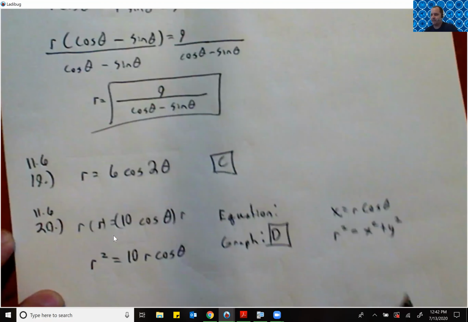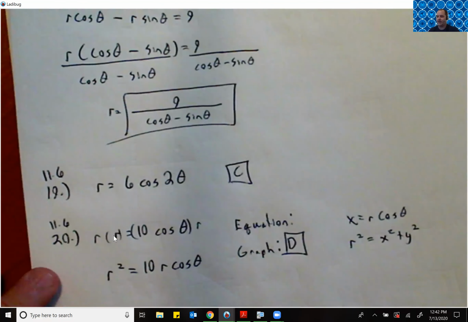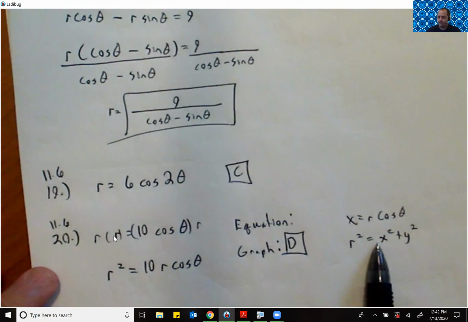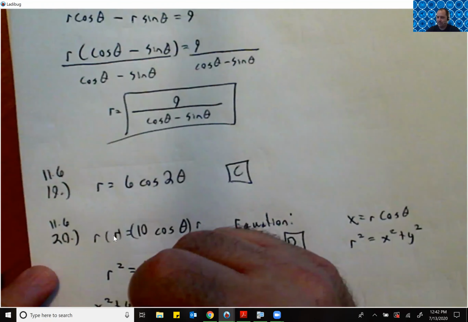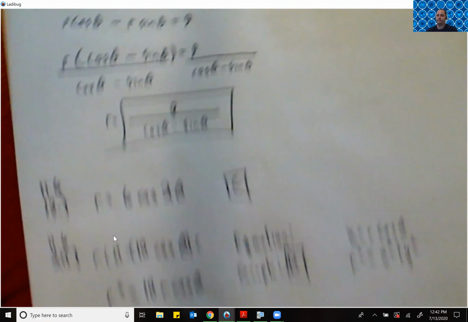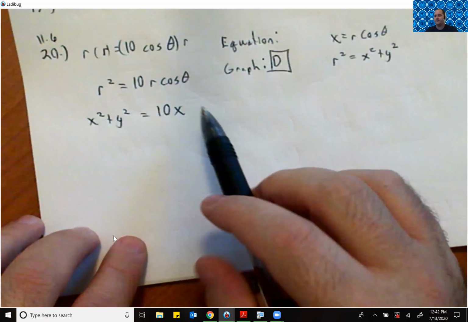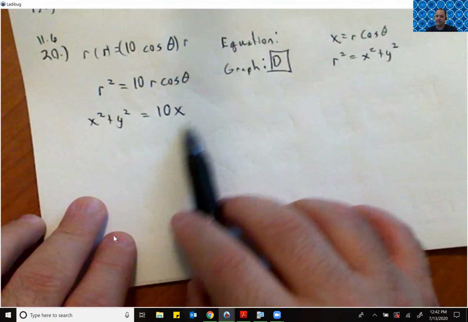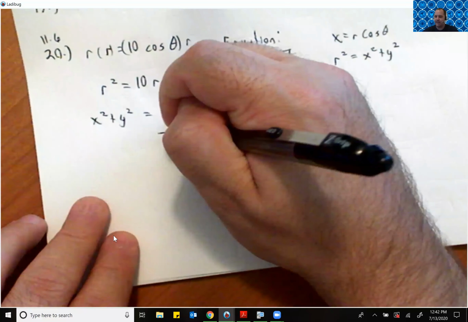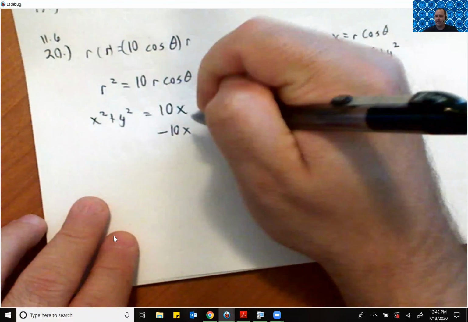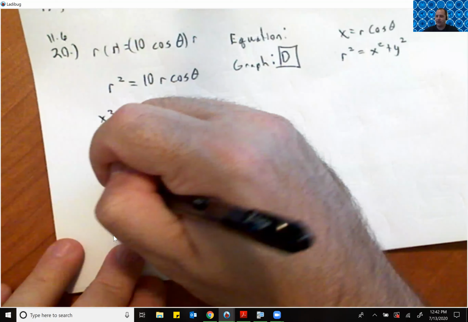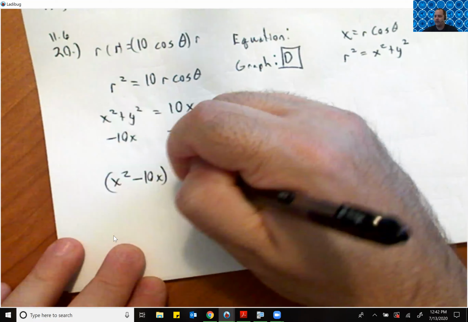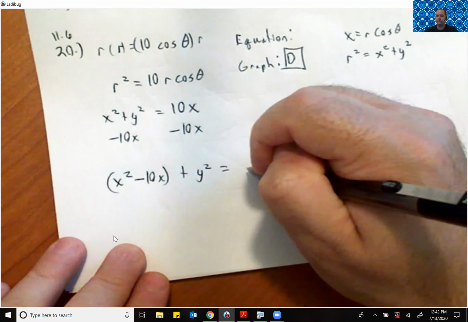And now we're going to substitute in. We know that r cosine theta is x. We know that r squared is x squared plus y squared. So that's what it looks like now. All we're going to do is move this over here with the x and then convert that into a circle equation, because it is a circle equation. So minus 10x gives us x squared minus 10x plus y squared equal to 0.